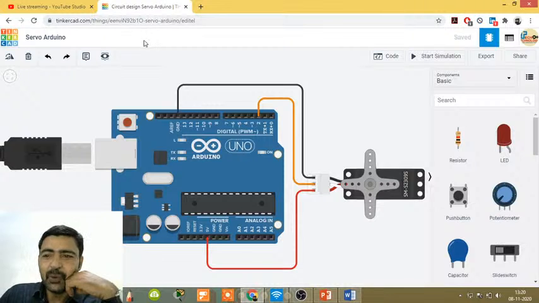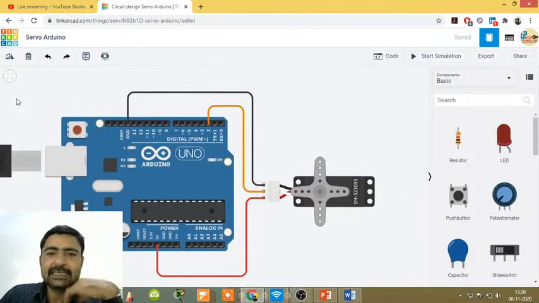Okay, now moving to the last project for today's session, and that is the servo motor. Have you heard about servo motors? What is a servo motor?